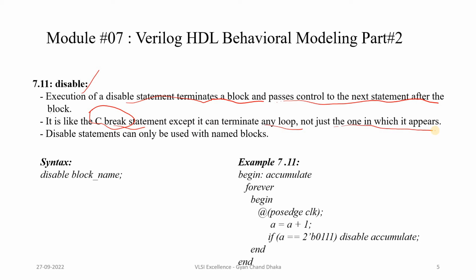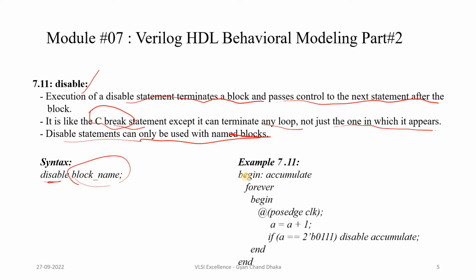We will see it in more detail by making use of one example. And the important point, as we discussed, is that disable statements can only be used with named blocks, because the syntax is disable and the block name. So if our block doesn't have any name, we cannot use the disable keyword for that, or basically we cannot disable that particular block. So here is an example.